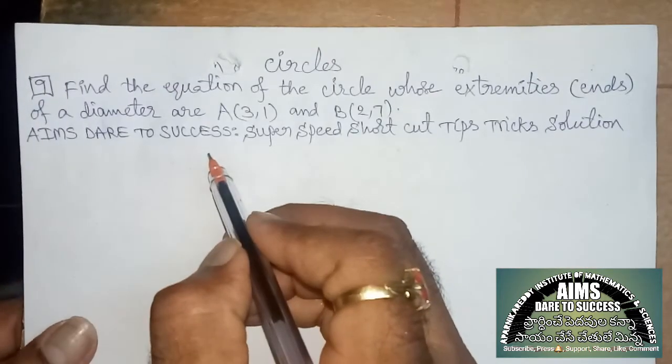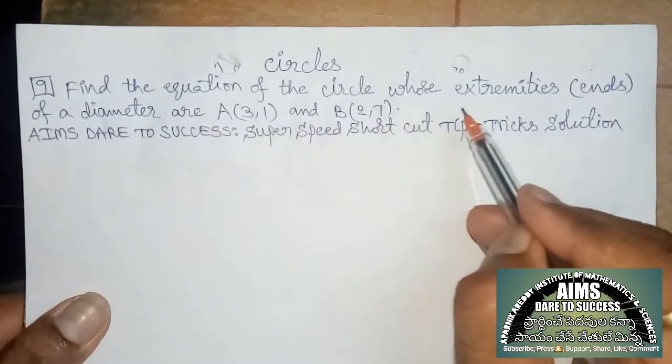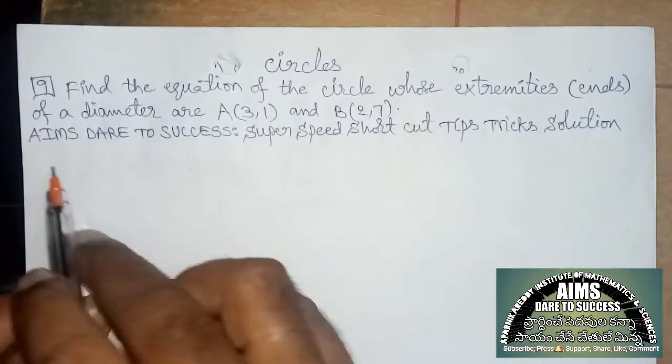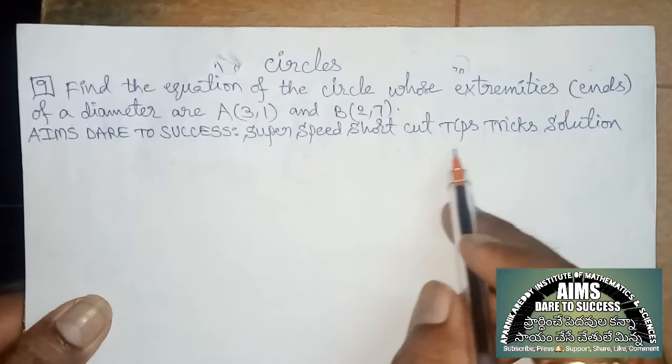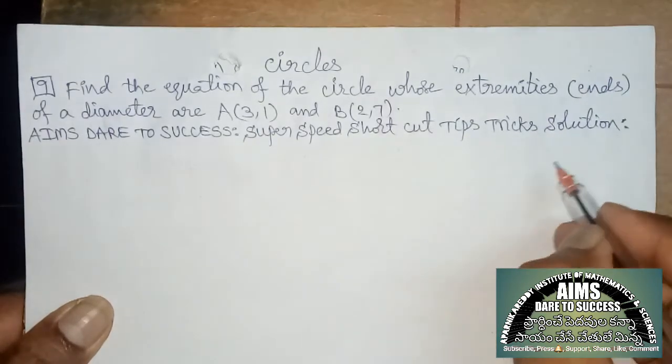Last one, same model question, the best one question, my dear friends and students. Find the equation of the circle whose ends of the diameter are A (3, 1) and B (2, 7). Aims Date to Success, super speed shortcut tips tricks solution within 10 seconds, especially made for you.